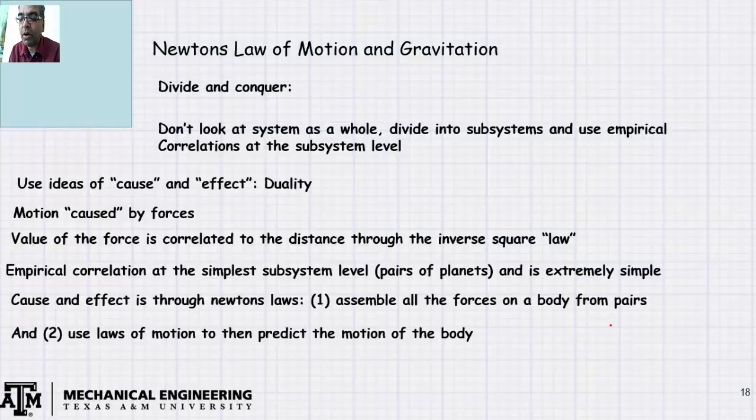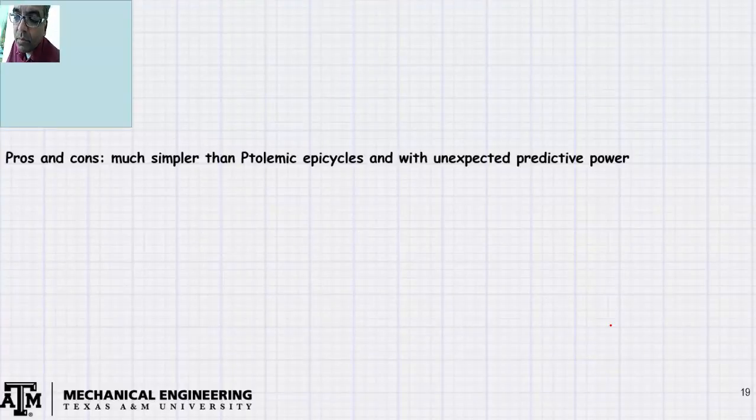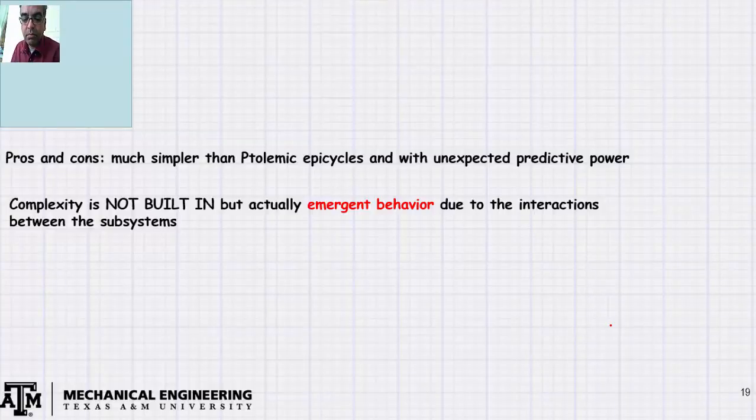Assemble all the forces on the body from pairs and use laws of motion to then predict the motion of the body. So you can see that it turns out to be surprisingly effective, and it has unexpected predictive power. And the other thing that you want to realize is that complexity is not built in, but is actually emergent behavior due to the interactions between the subsystems. So even though the interactions are simple, complexity comes from a large number of fairly simple interactions, which gives you very complex behavior.